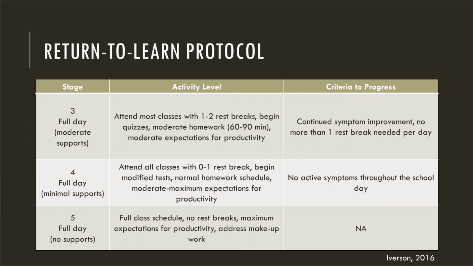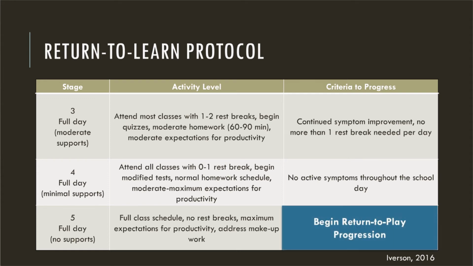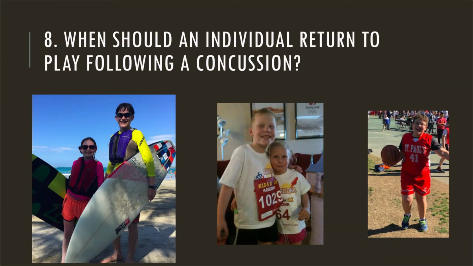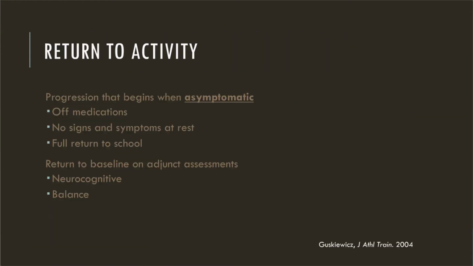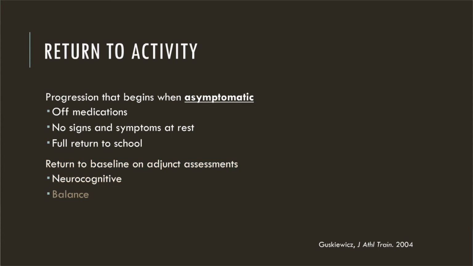It is important to note that when they complete the 5th stage of the Return to Learn protocol, they are ready to begin the return to play progression. So when should an individual return to play following concussion? Well, this progression, as Tamara just told you, begins when the patient is asymptomatic. Okay, that's asymptomatic, off medications, and able to do their full schoolwork. They also would have returned to baseline neurocognitive and balance assessments and back to their baseline on a full neurological exam.